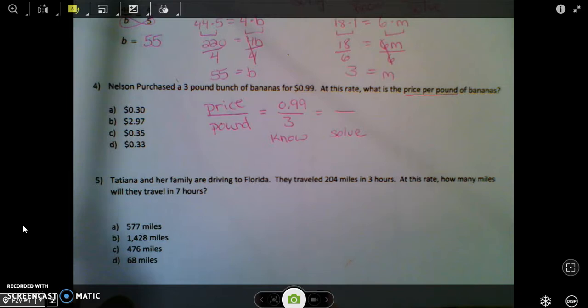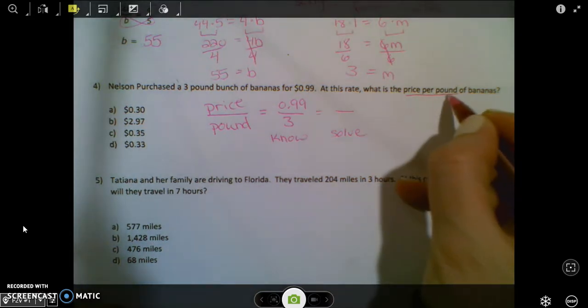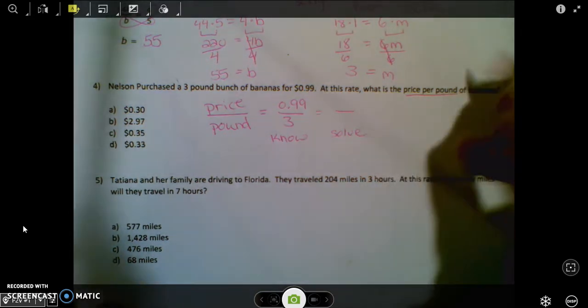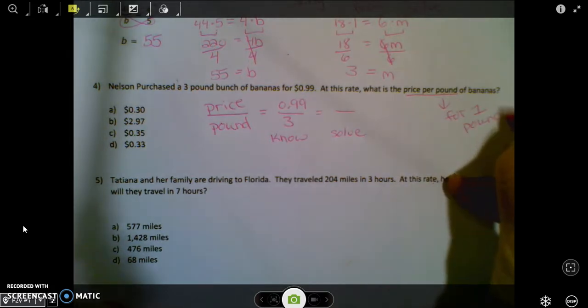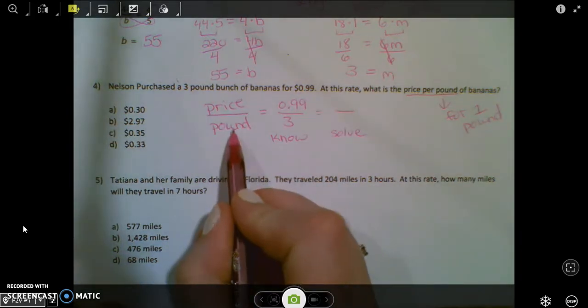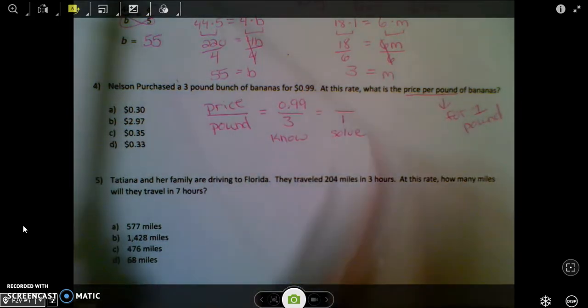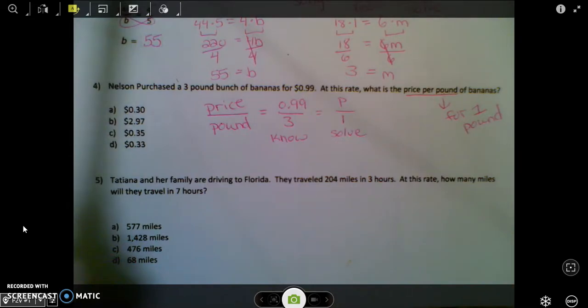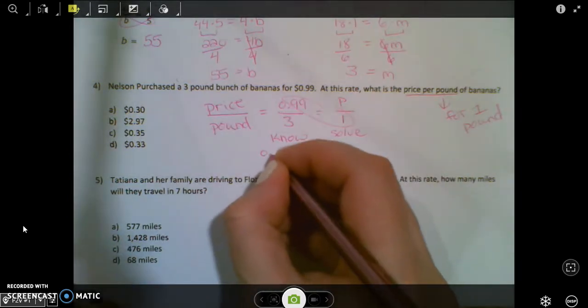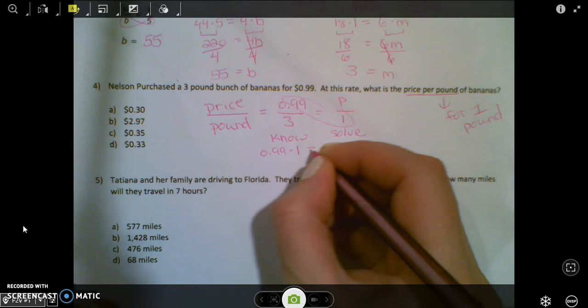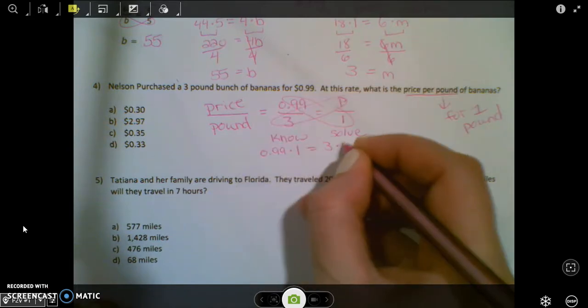Okay, so now again, it may be difficult to find anything for that second ratio, but again, you do have the denominator. Price per pound means for 1 pound. So that means my denominator for the number of pounds here that I want is 1. And then set a variable for that numerator. You're solving for price, so I'm going to go ahead and use P for price. Cross multiply and divide. So I have 0.99 times 1 is equal to 3 times P.